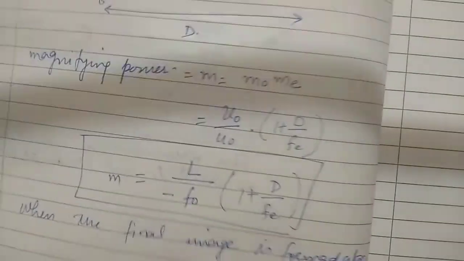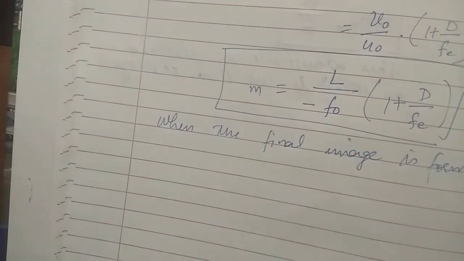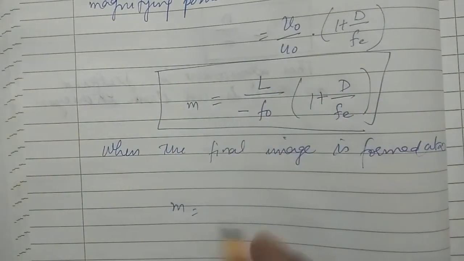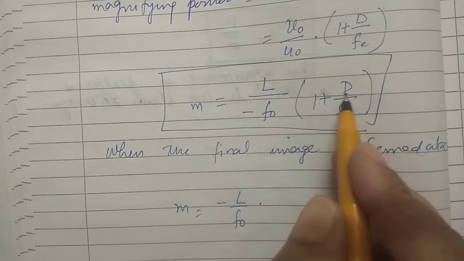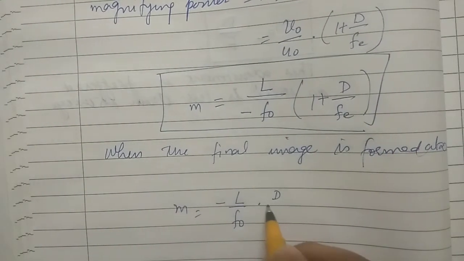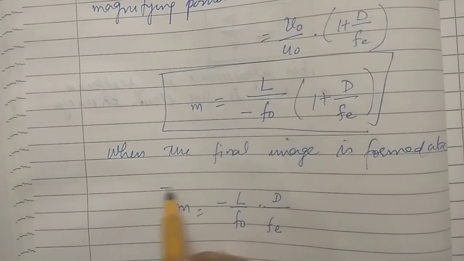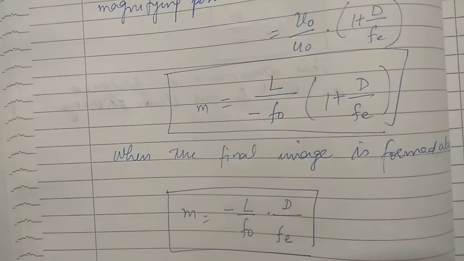So in this case also, if our final image is formed at infinity, we can write the magnifying power as follows. The objective part remains the same because the objective is going to perform the same function, so that remains L over F naught. But the eyepiece magnification, when the final image is formed at infinity, becomes D over Fe. So this would be the magnifying power when the final image is formed at infinity.